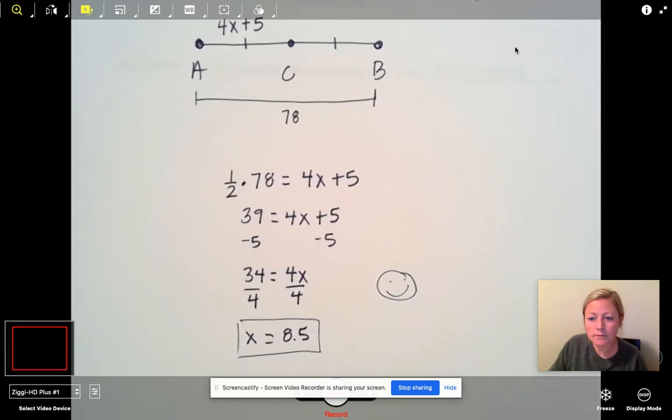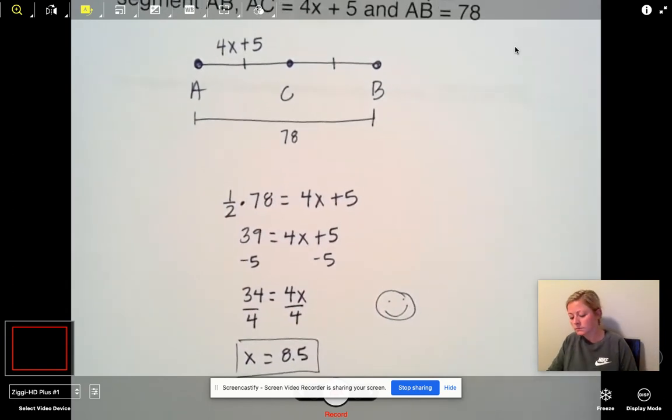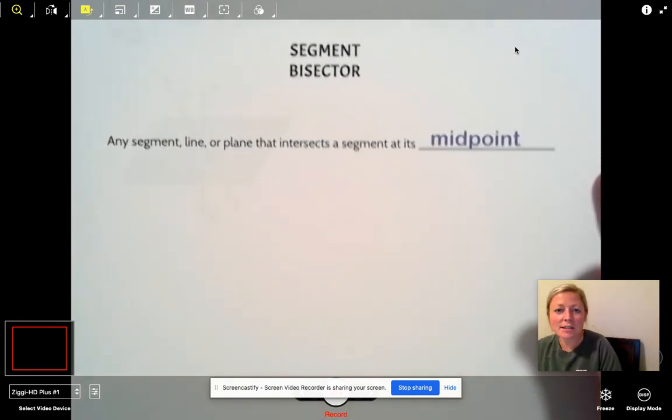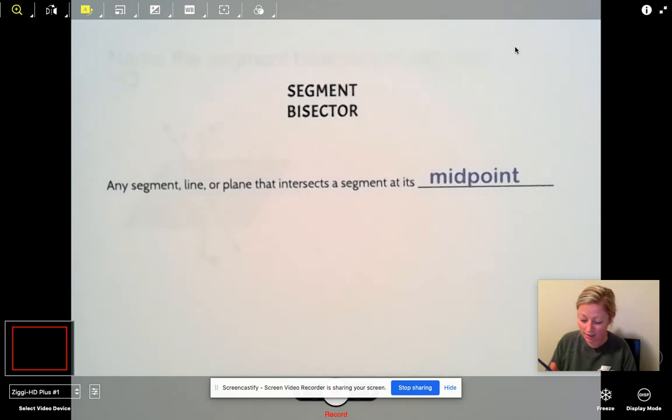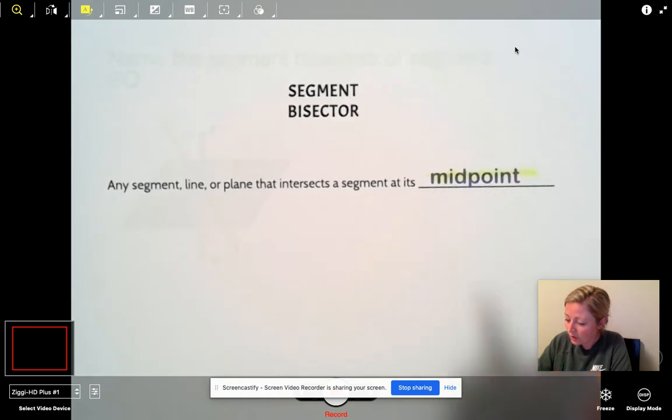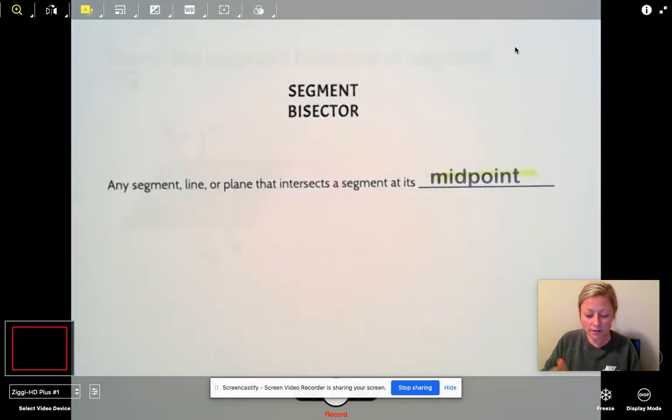All right, to the back. New terminology. We love new words. This whole course has a lot of terminology, so just kind of get used to that. A segment bisector. A segment bisector is anything, so it could be a segment, a line, a plane, or a point that intersects a segment at its midpoint. So a bisector, just think of this, it cuts something in half. It splits into two equal pieces. It literally is something, and we cut it in half. That's what a bisector does.